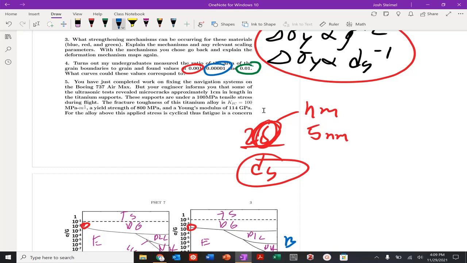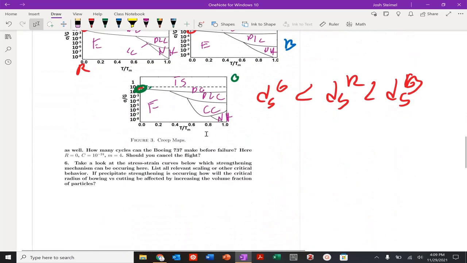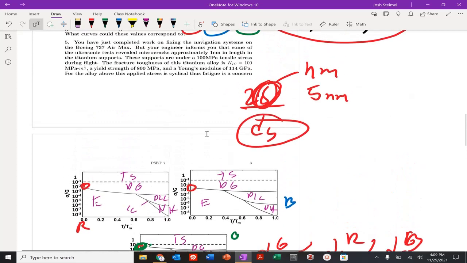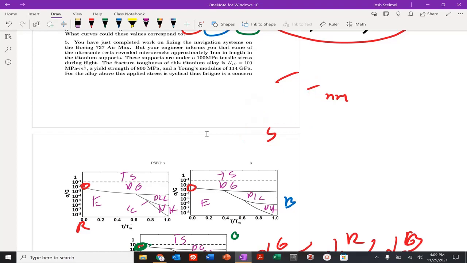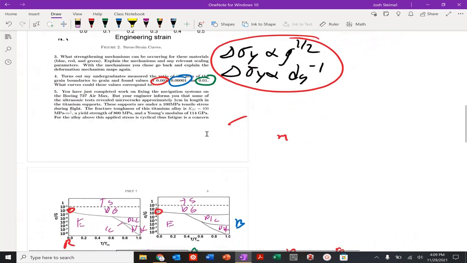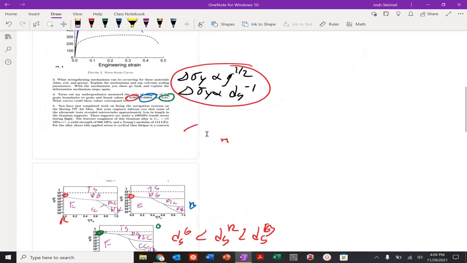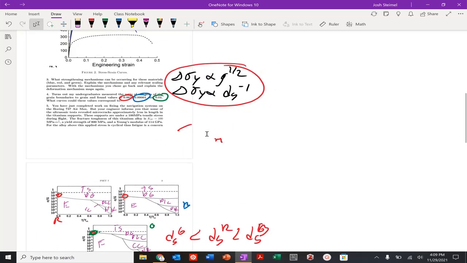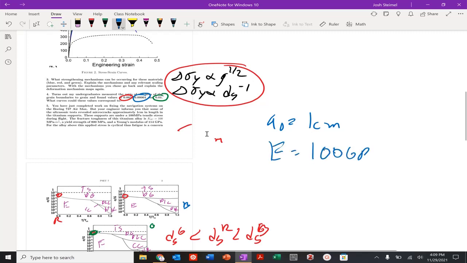Excellent. So now we could start to look at some of this fatigue problem. Let's go ahead and zoom out here. I just completed work on a Boeing 737, and an engineer's ultrasonic test revealed micro cracks. So I have an a_0 that's on the order of 1 centimeter in titanium. I'm going to say my Young's modulus is equal to 100 GPa. My nu is equal to 0.3, just like we did in the old days.